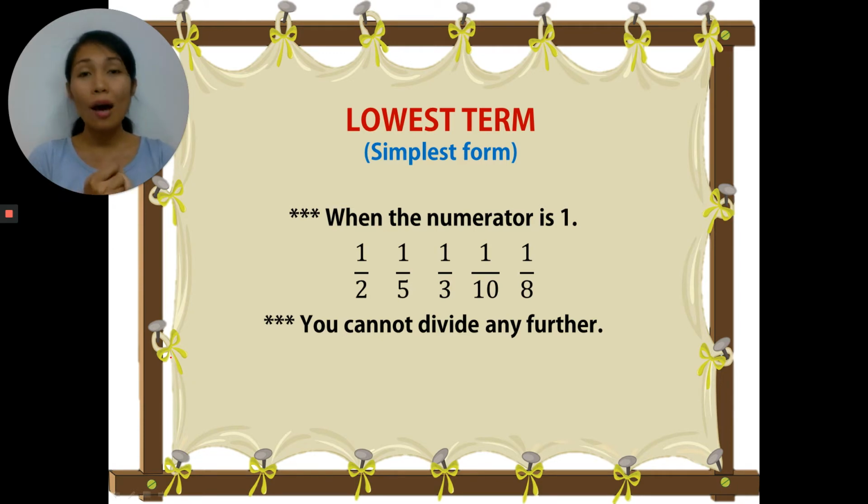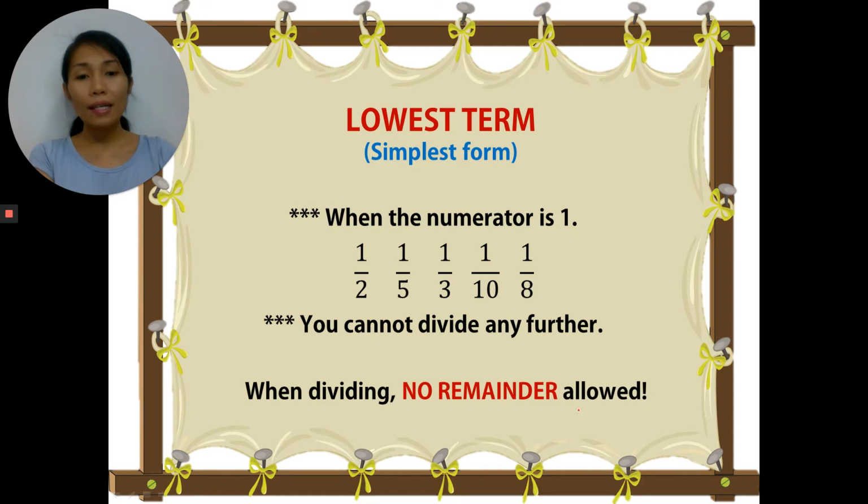So that's how you're going to find factors in reducing your fractions to lowest term. You look for a number that you can divide into your numerator and denominator where there is no remainder. Okay, so that's how to find a factor. When dividing, there should be no remainder allowed. That's what I was telling you a while ago.